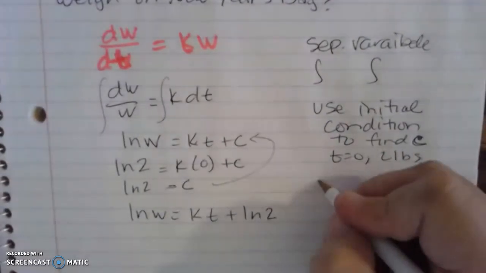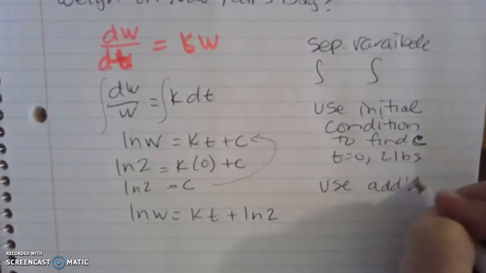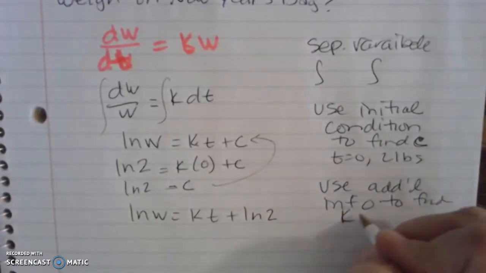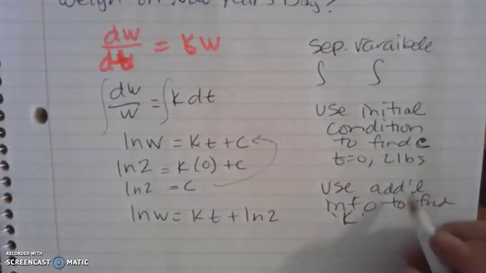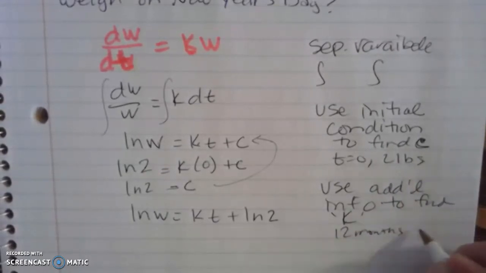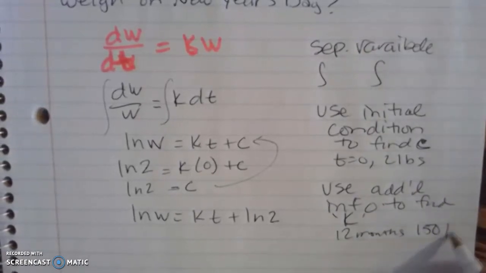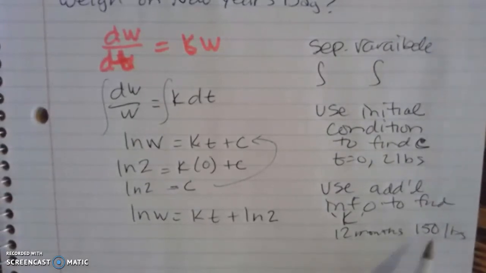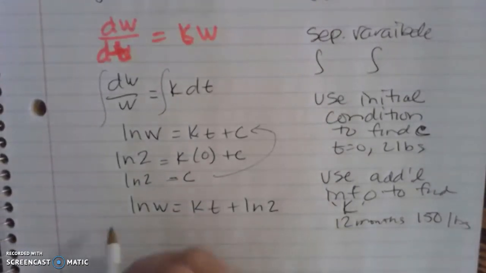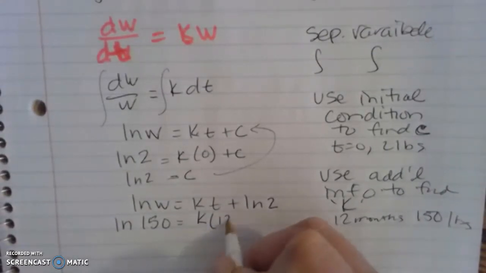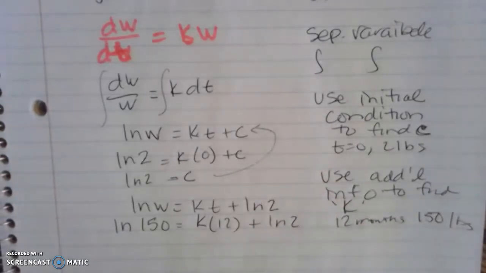What I need to do now is use additional info to find what my proportion was, or my k factor. So what's something else I know? Well, I know that at 12 months, this little puppy grew to be 150 pounds, right? I still don't know what the proportion factor is, but I do know this information. So we're going to plug this in to solve for k. So at ln, his weight was 150. Still don't know k, but I know that happened at 12 months, plus ln 2.